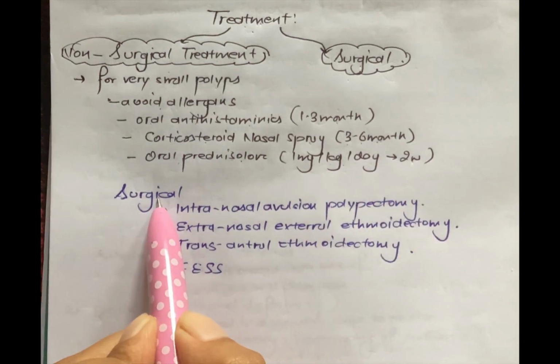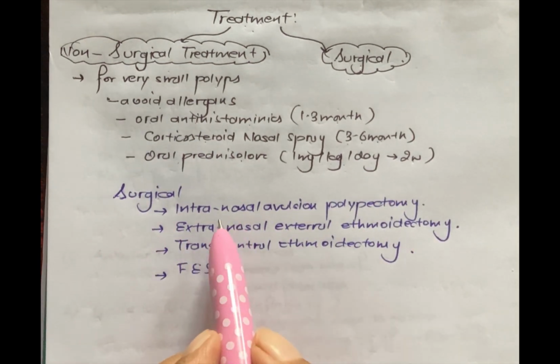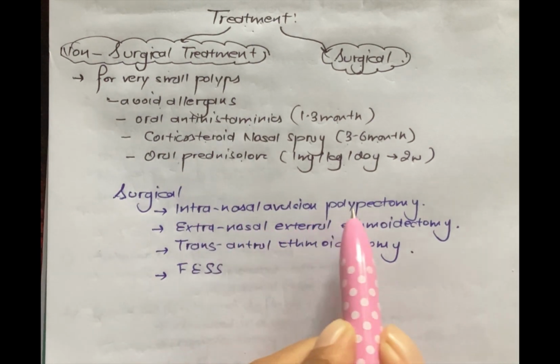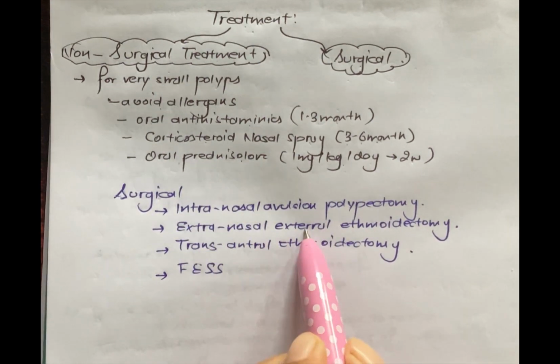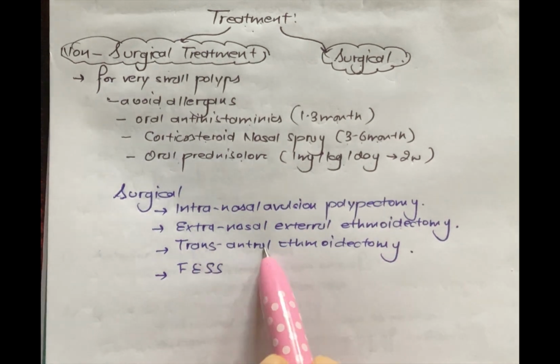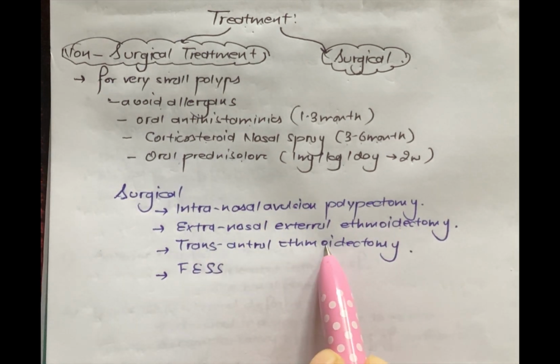And in surgical cases, we can do intranasal avulsion polypectomy, extranasal external ethmoidectomy, transantral ethmoidectomy, and FESS.